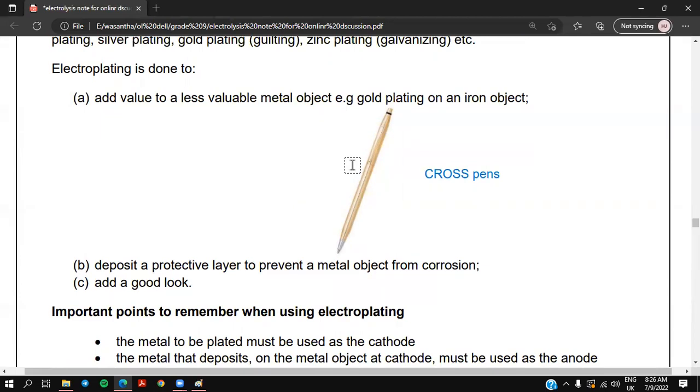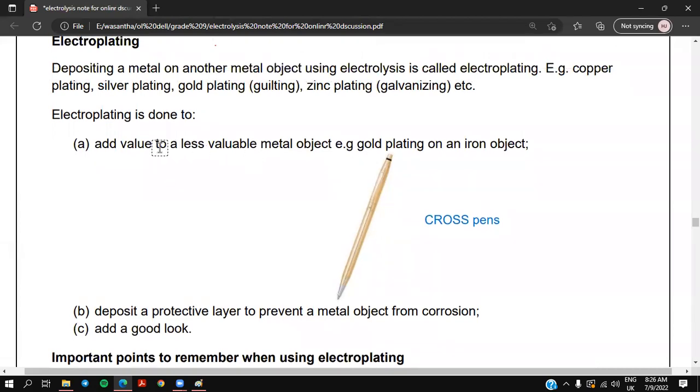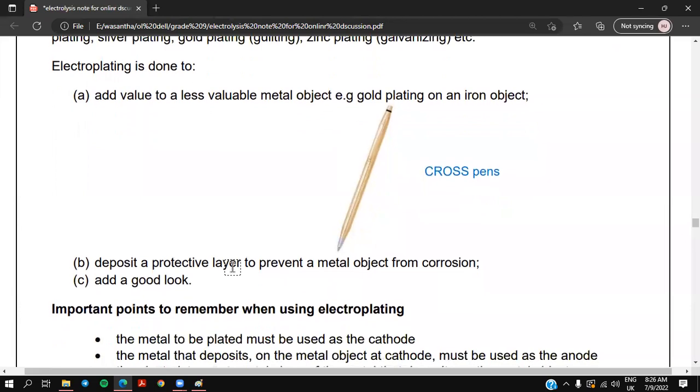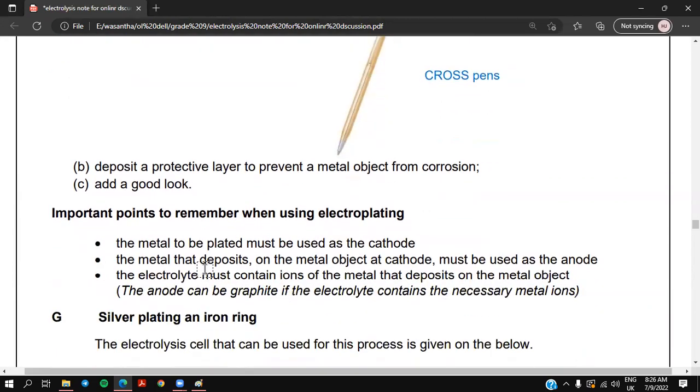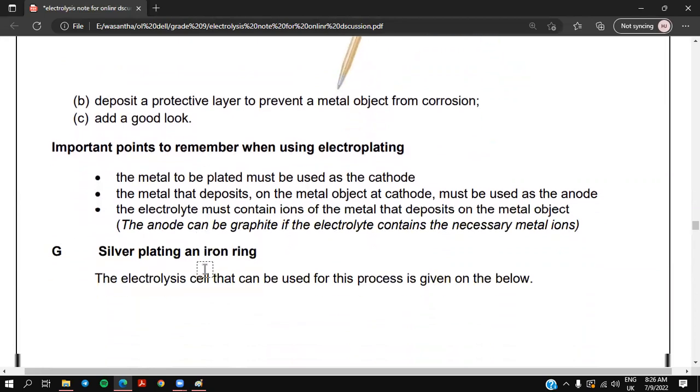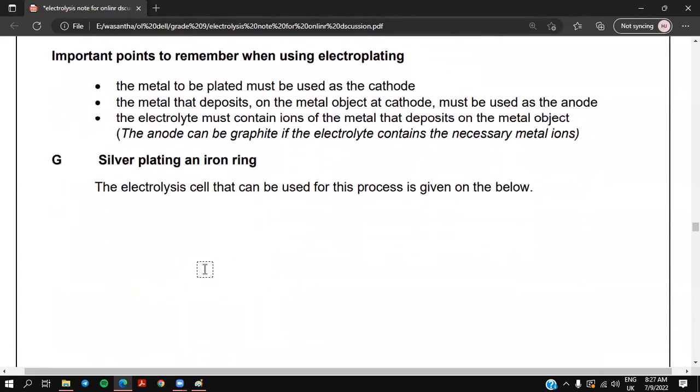So what are the three things? Why do we do electroplating? Because we can add value to a less valuable metal object, we can prevent a metal object from corrosion, and we can add a good look. When you do this electroplating, there are a few things to remember.